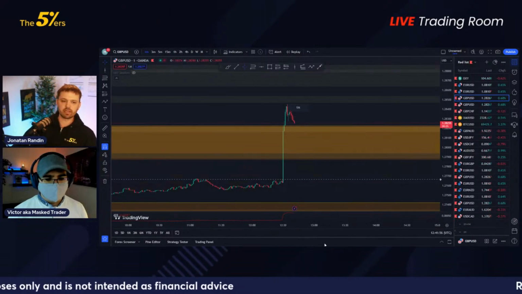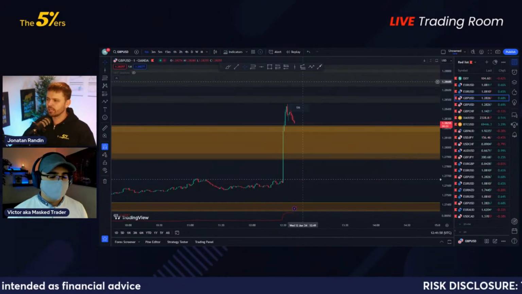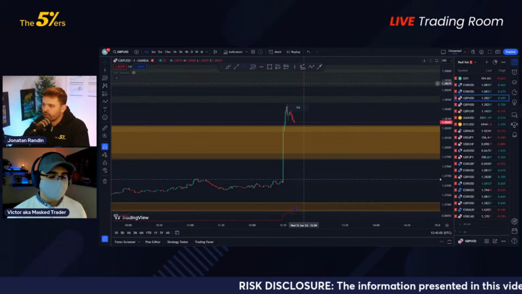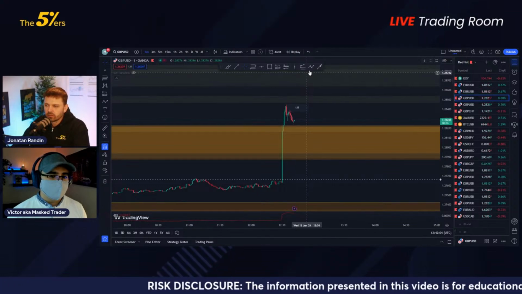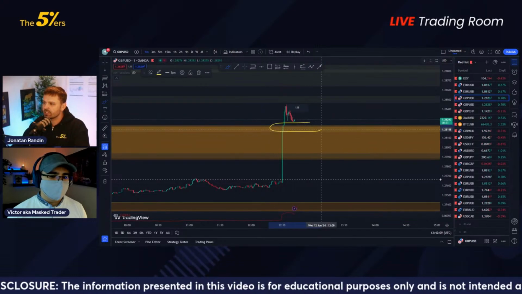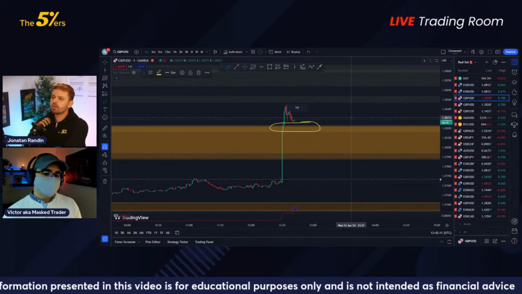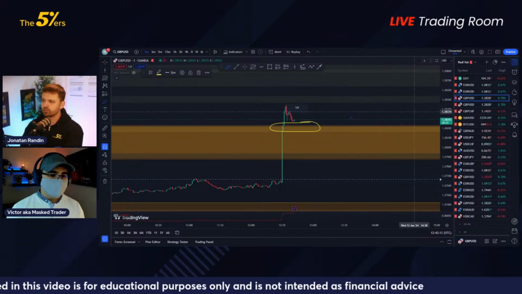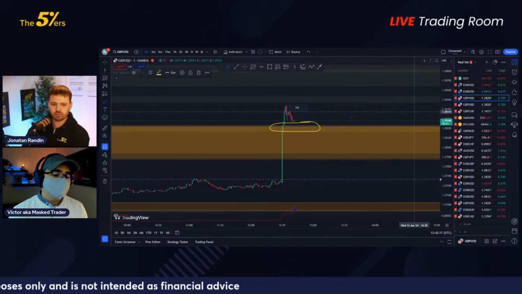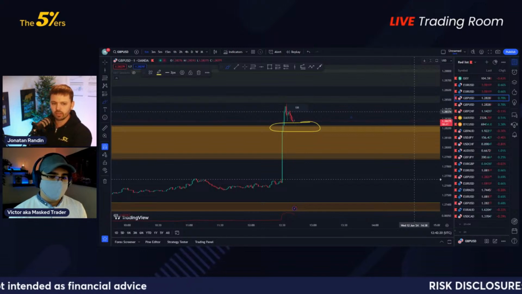I'm waiting for a move, because now on the 1 minute it looks like it's going to break down a bit. So I'm waiting for price to come back down, and I want a nice reaction. I want the bottom to be formed here on the 1 minute to enter on a possible next leg to the upside. But we have a lot of room to the downside.